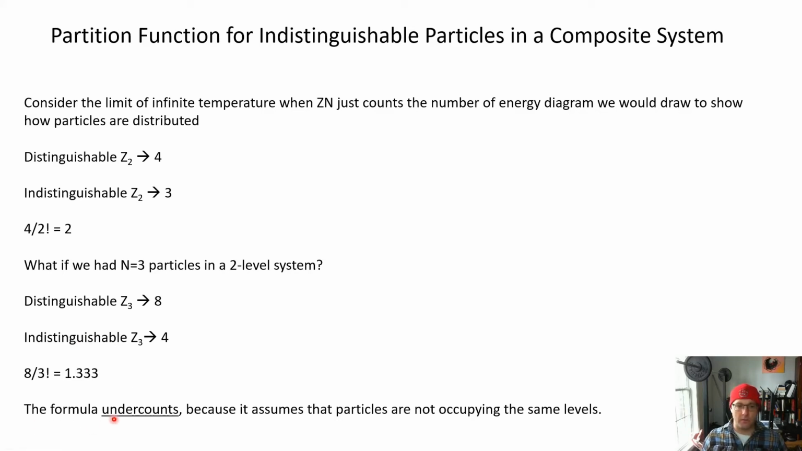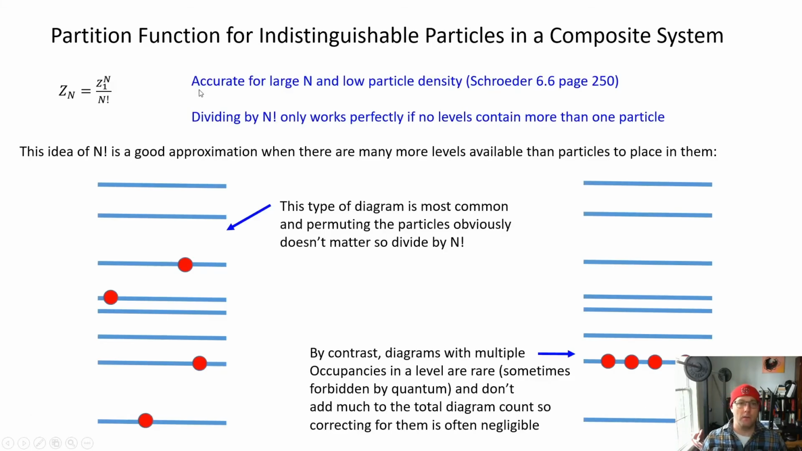We can see in all cases that the formula tends to undercount. The reason for that is because it assumes that the particles are not occupying the same levels. So we'll see how that works in the next slide. If we have a large n and a low particle density, dividing by n factorial works. But the whole idea behind n factorial is that it only works perfectly if you assume that no levels contain more than one particle. You can see in this diagram on the left-hand side what I mean.